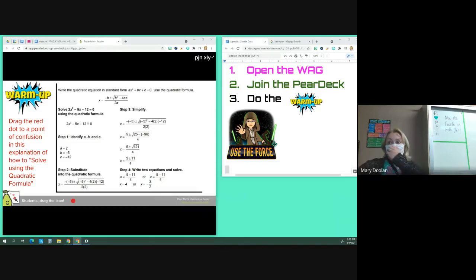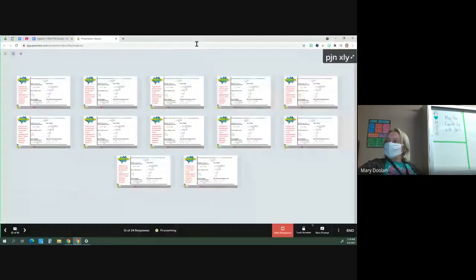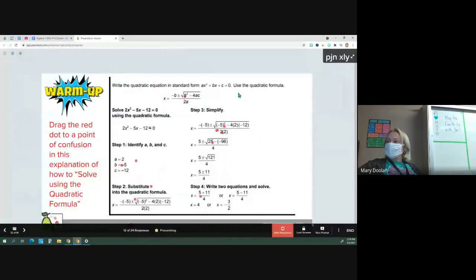So let's see what you guys came up with. I got 12 of you to drag a red dot somewhere that was confusing. And let me show them as overlapping. Okay, so starting up here, this is just the directions.